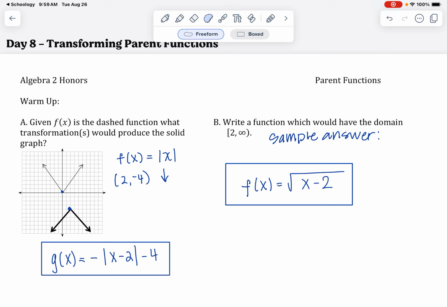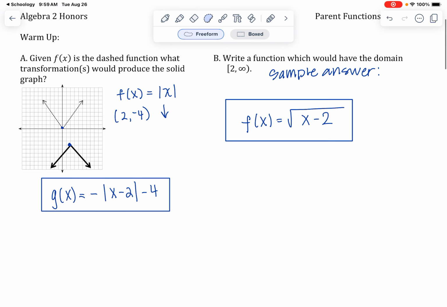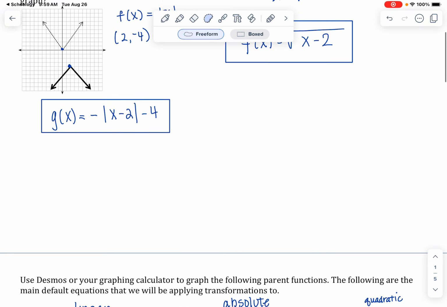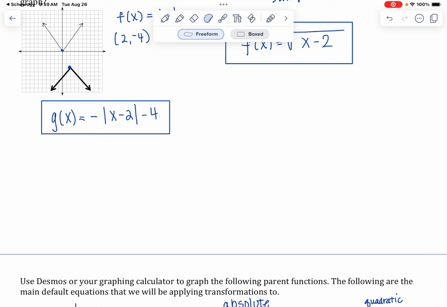All right, so in this first part of today's notes, there are some graphs that you need to know. There are 6 of them. I had to count real quick. There's 6 graphs that you need to know, okay? So if you look at the directions here, it says use Desmos, your graphing calculator, or graph using points, whatever, it's up to you.